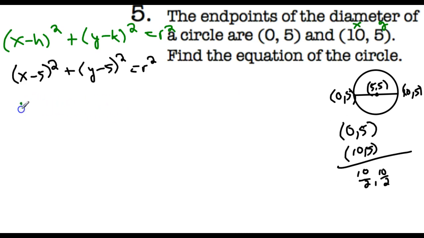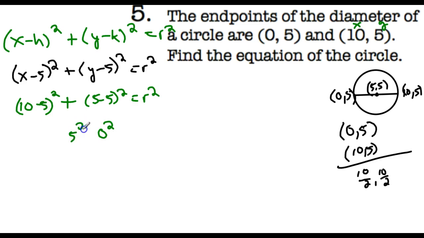So I ended up with (10 minus 5) squared plus (5 minus 5) squared equals the radius squared. 5 minus 5 is 0. 10 minus 5 gives me 5. And so I get 25 again equals r squared. It won't always equal 25, but it has so far in these two cases. So I'm going to go back, erase out that r squared, and then substitute in 25. There's my answer. Okay.